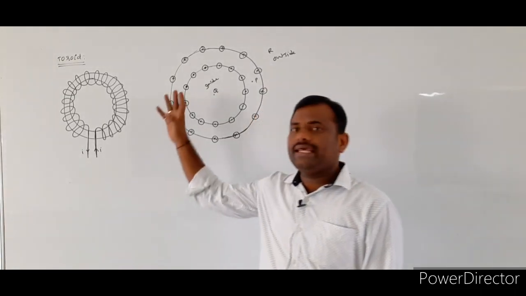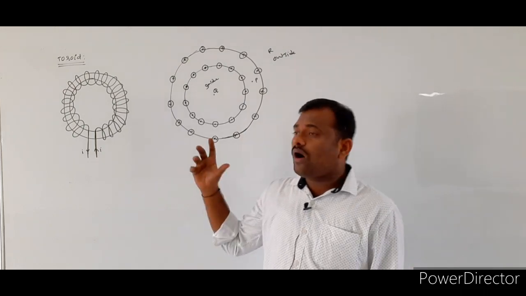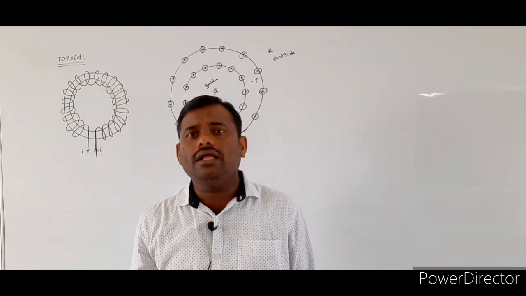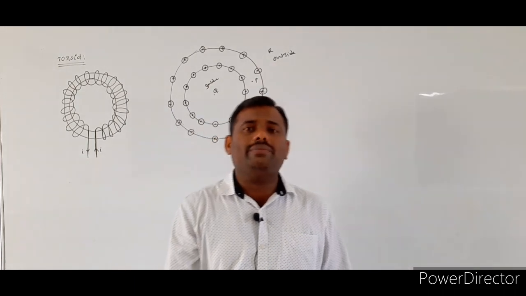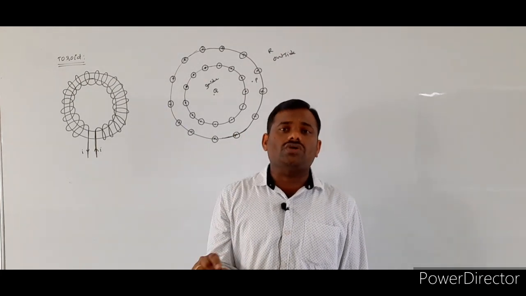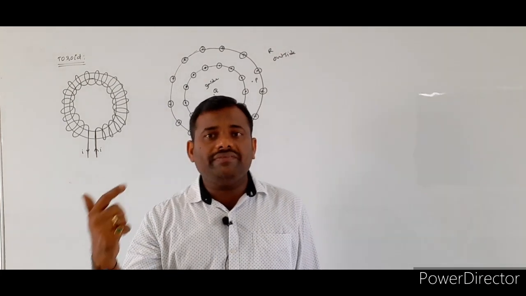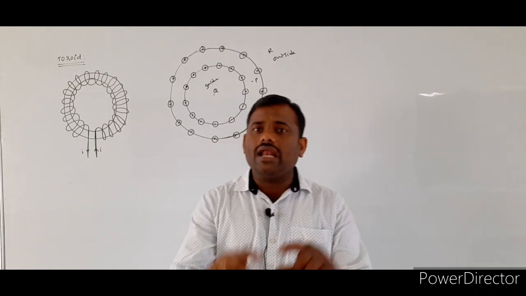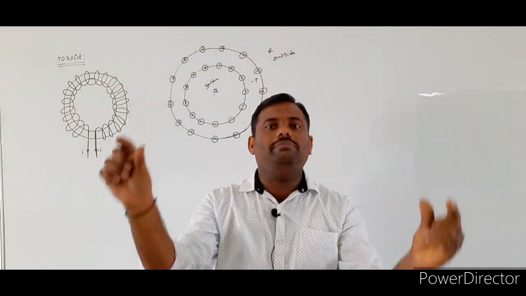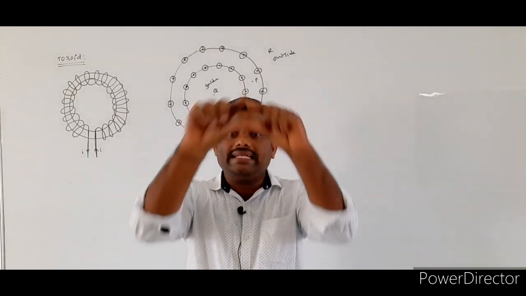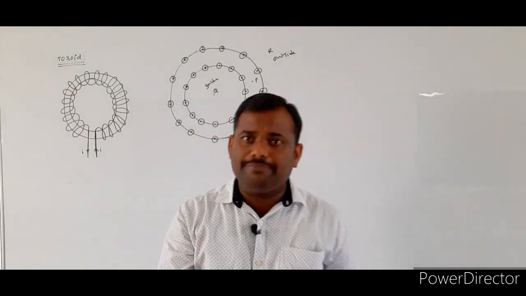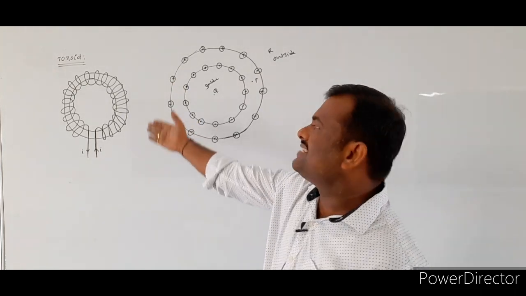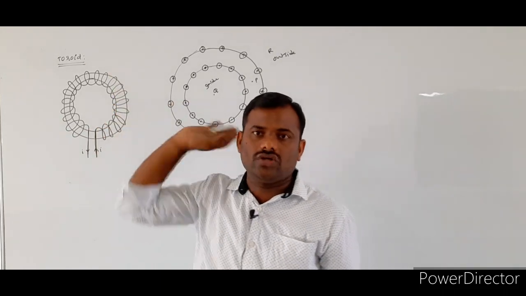The next topic is about a toroid. How can we define a toroid? If you take a very long solenoid, what is meant by a very long solenoid? It means the length of the solenoid is very large when compared with its radius. Such a solenoid we call a long solenoid. If that long solenoid is bent in the form of a circle, such an arrangement we call a toroid, which is also similar to the solenoid.